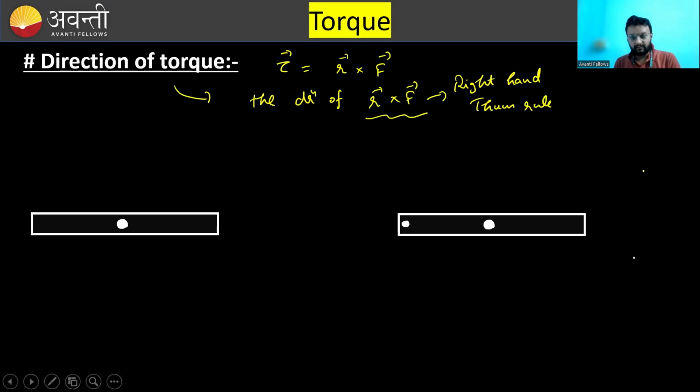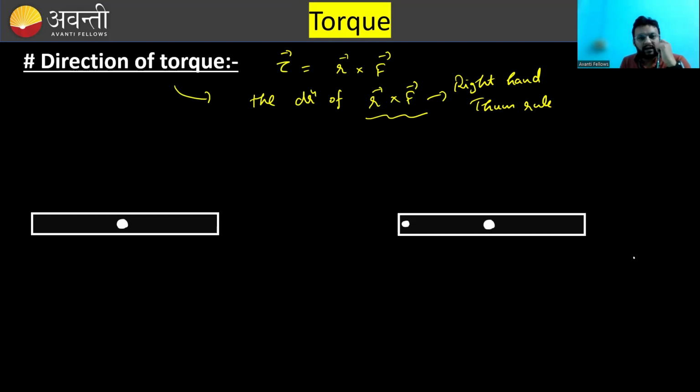For example, there are two rods on your screen. Rod 1 is hinged at its center. Hinged means that it can rotate about this point freely. This is the rod hinged about the middle point, and it can rotate like this and this and this.